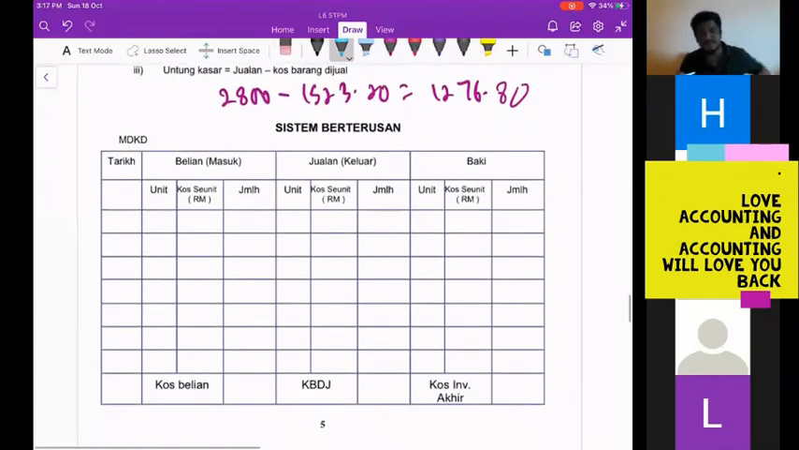Okay. Normally for kaedah berterusan, it is advisable to do the table. But if you don't want to do the table, also can. There's a shortcut to do this, but the shortcut I will teach you later, not now. Okay, first we learn the normal way first. Okay, first one, I continue.